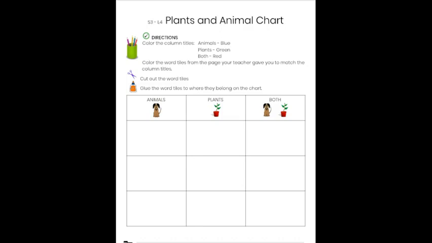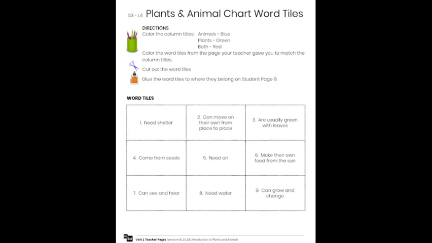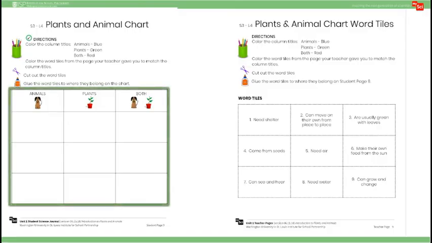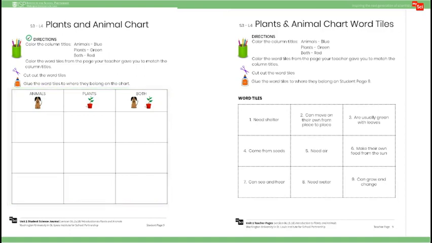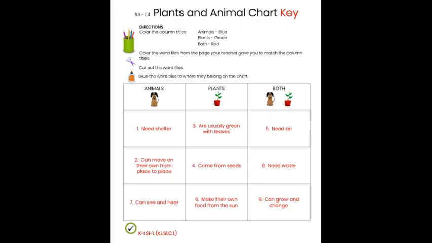Finally, provide students with the plants and animals chart in their student journal and a copy of the plant and animal chart word tiles from the teacher pages to sort the words into categories: animals, plants, and both. Students could complete this whole group, small group, in partners, or independently.